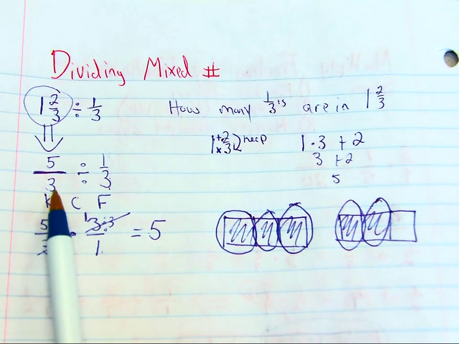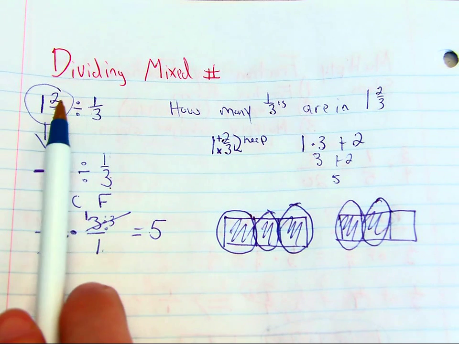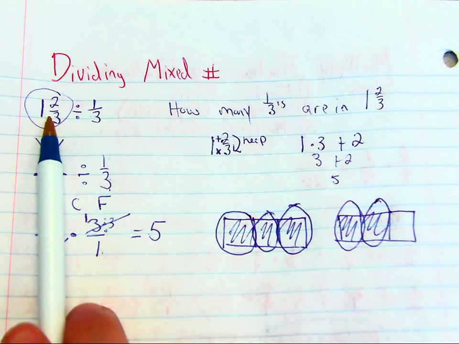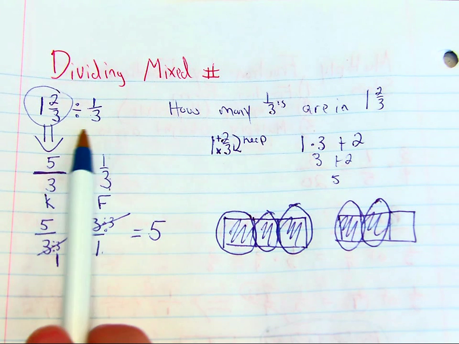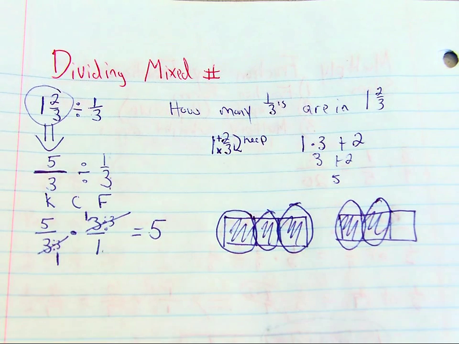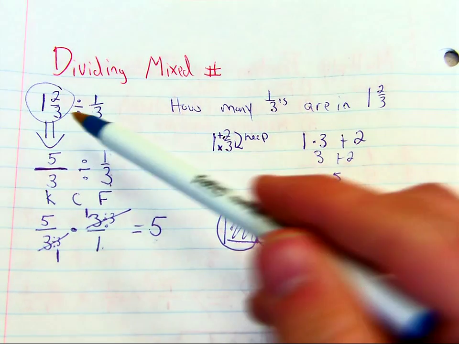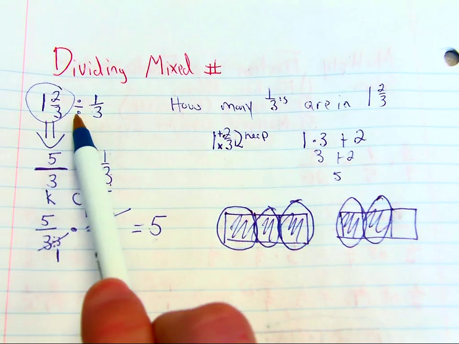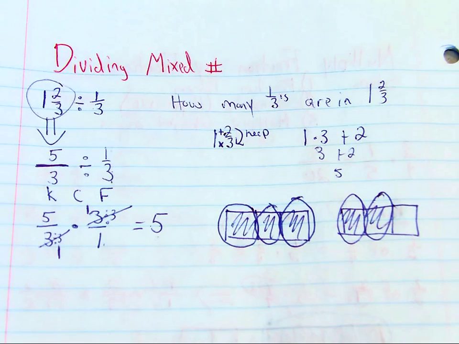This would be an example in the real world. Say I'm taking 1 2/3 of a cake, and each person that's coming over gets 1/3 of a cake. How many people can come over? 5 people can, right? 5 people can eat cake. Taking this 1 2/3 cake, splitting it into groups of thirds, I could get 5 people to come over.